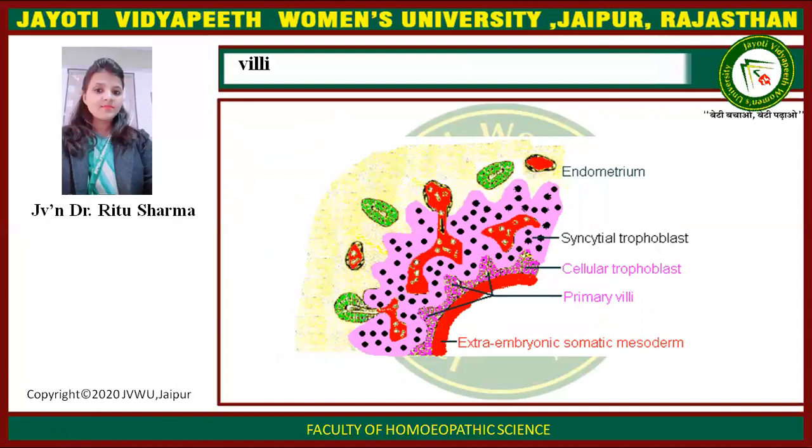Villi. The finger-like projection is called primary villi, and the inner lining is covered by cellular trophoblast and the outer layer is called syncytial trophoblast, and the attachment of the villi lies on the endometrium.